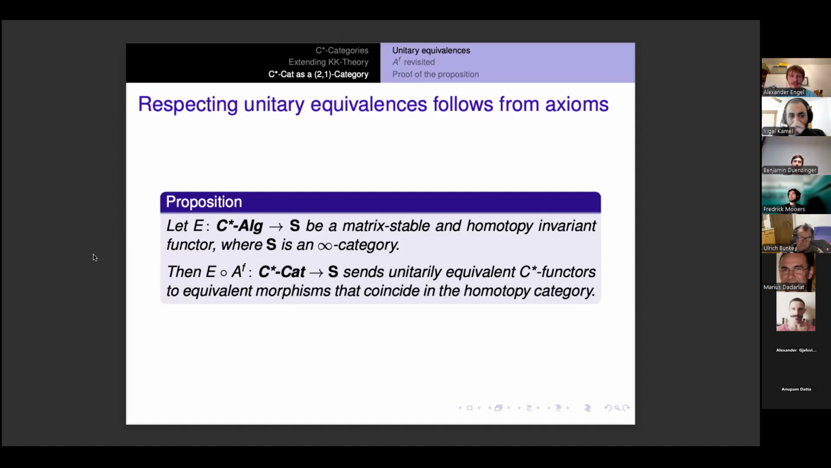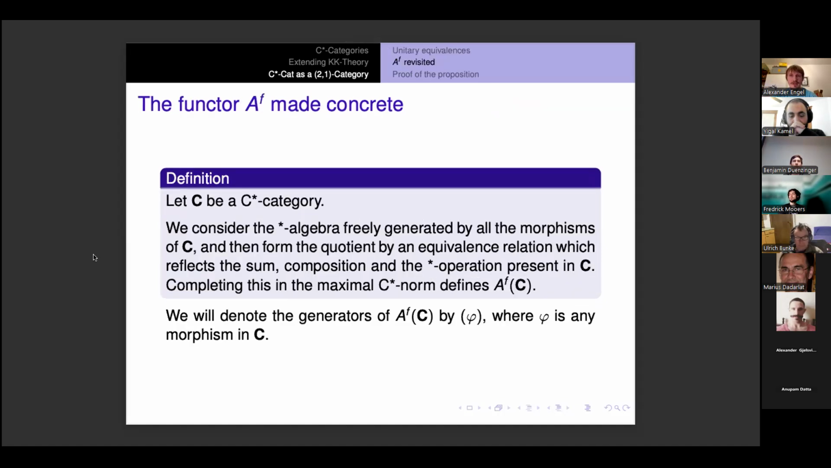Okay, so how to prove this? For this, of course, we have to know how this functor AF concretely looks like, because up to now I just said it's the left adjoint of the inclusion functor of C-star algebras to C-star categories. Okay, how is AF now concretely defined? So you have a C-star category C. What you first do is you consider the star algebra which is freely generated by all the morphisms in this category C. And on this thing, you then form the quotient by an equivalence relation, which just reflects the sum, the composition, and the star operation which you have in the category C.